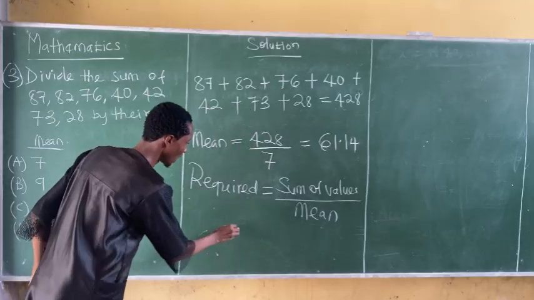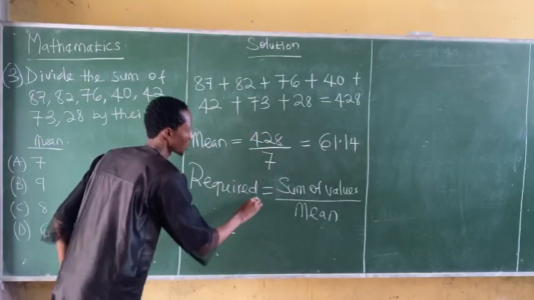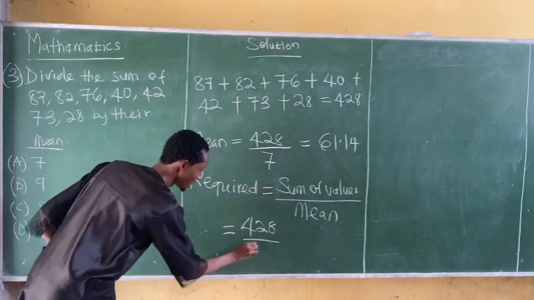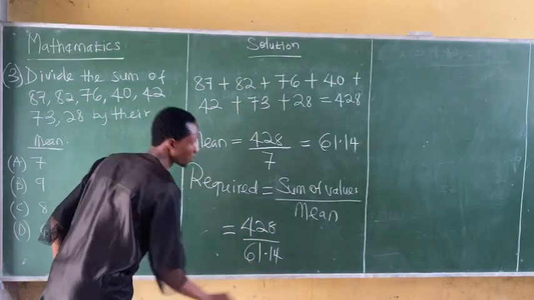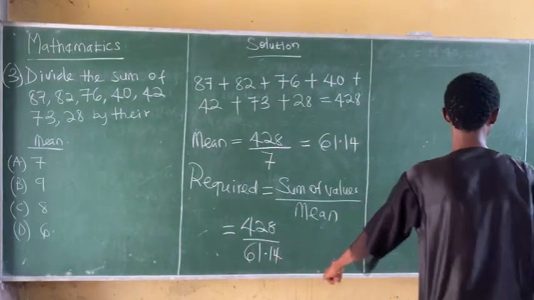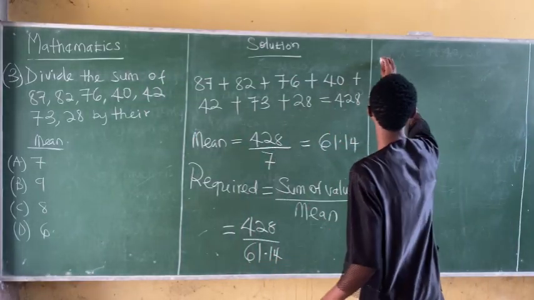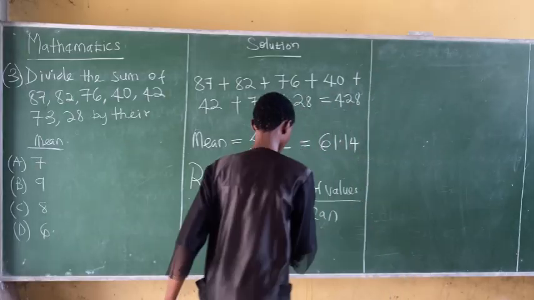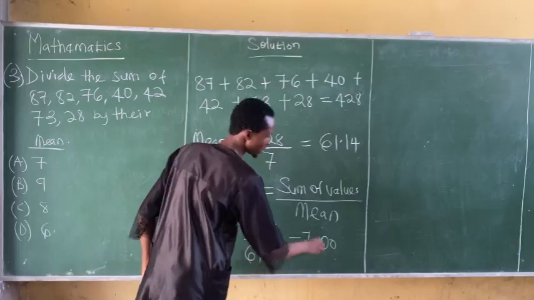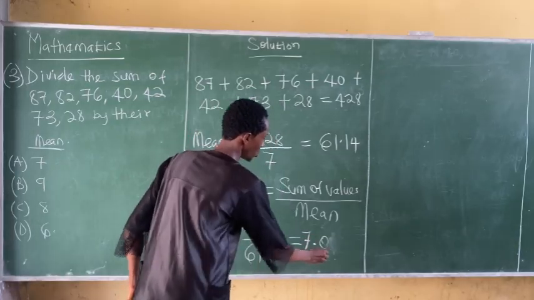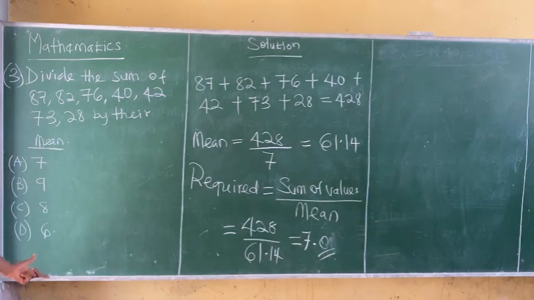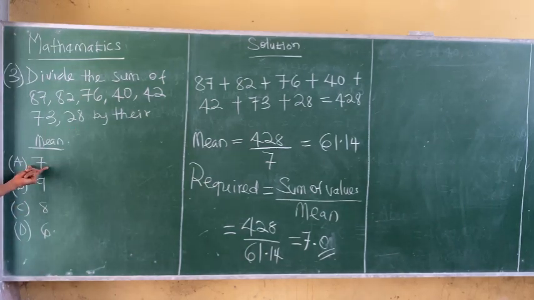If we do that, we have sum of values to be what? 428 divided by the mean, which is 61.14. 428 divided by 61.14 will give us what? 7 point something. 0, 0. Let's say 7.0. So this is the final answer. Let's come to our options here. The correct option here is option A, 7.